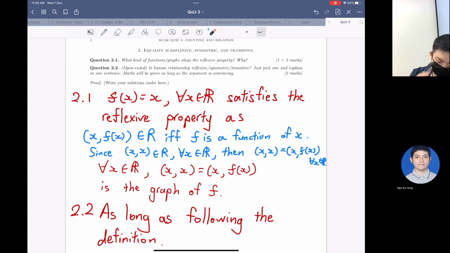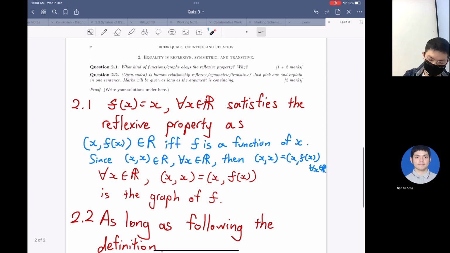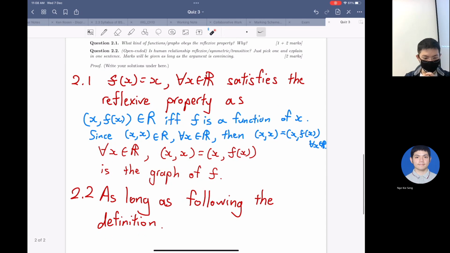And then I think some of you confused the real numbers and the relation. So be careful when you write the relation and the real numbers. So these two have to be equal, right? So ordered pair x has to be equal to f(x). So you get f(x) equal to x.